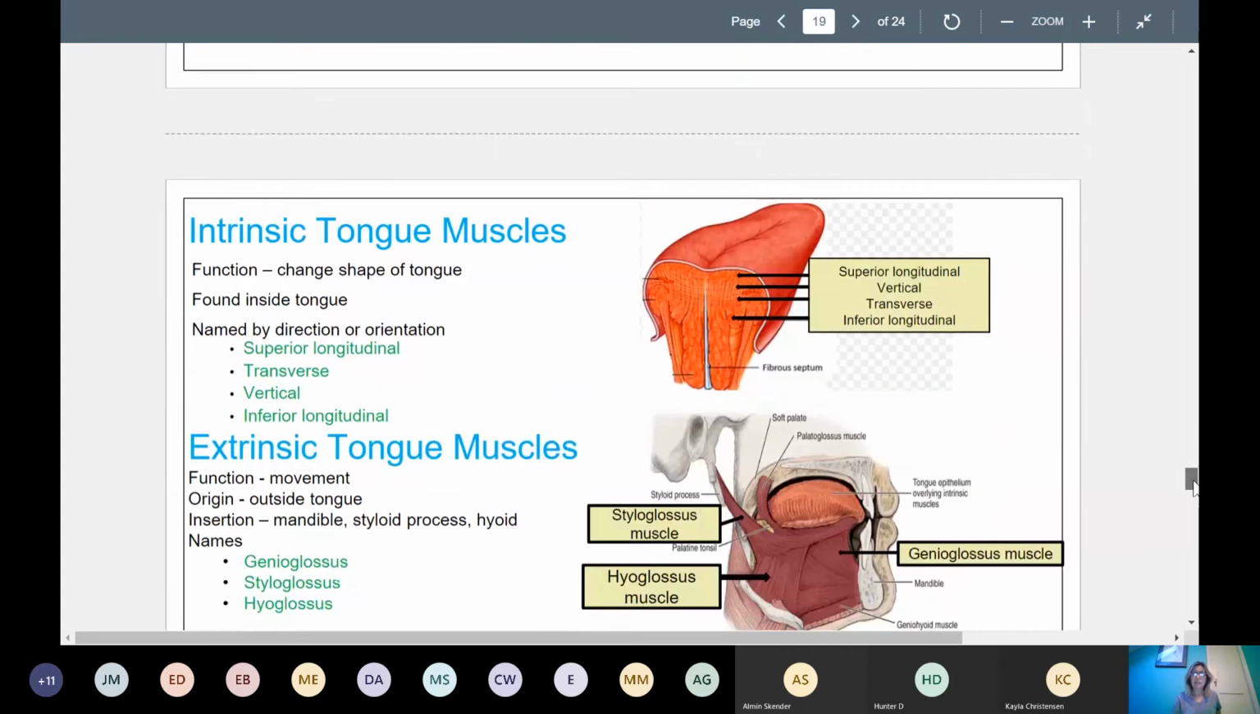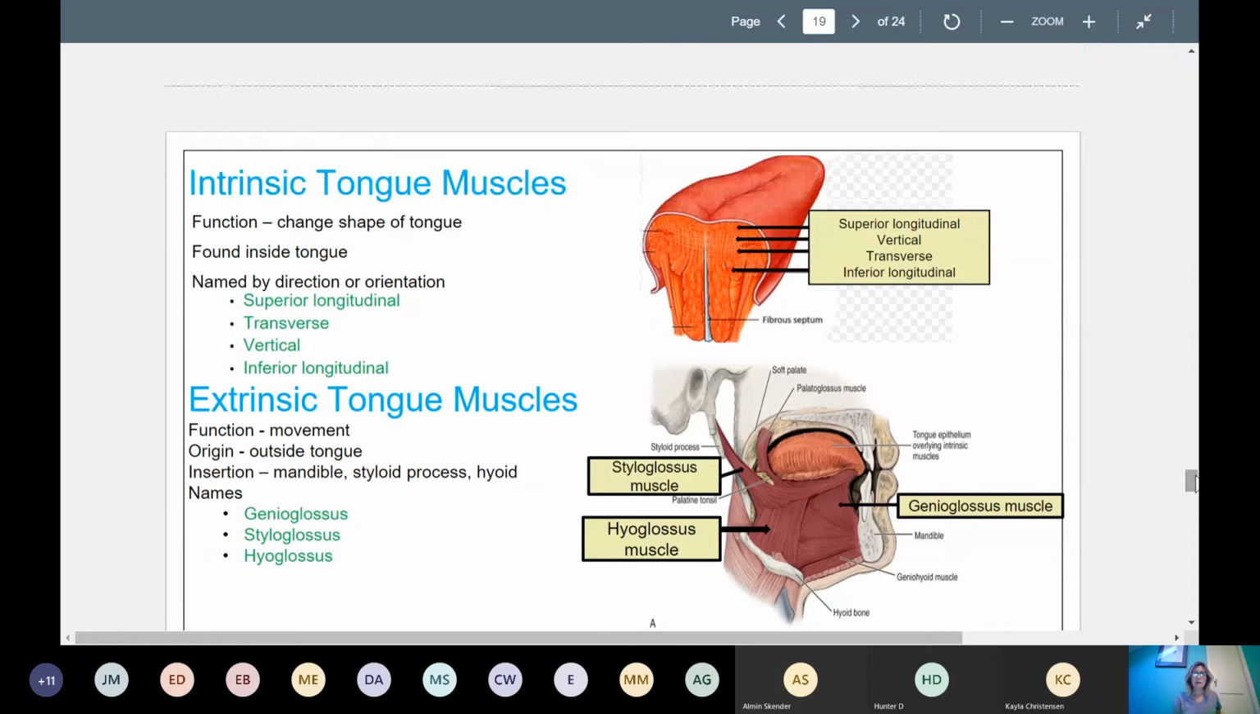Your intrinsic tongue muscles function to change the shape of the tongue. So they're what causes you to curl your tongue. They're inside or intrinsic. And they're named by their direction or orientation. We don't spend a lot of time learning these, but do be aware they're all named kind of after their shape or orientation. So superior longitudinal are going to lay longitudinal, and they're going to be above or superior. Then you've got your transverse, which run in a transverse direction.